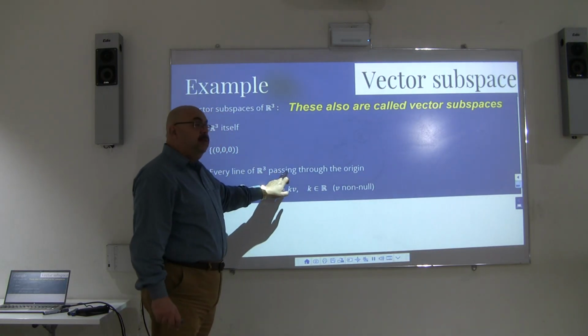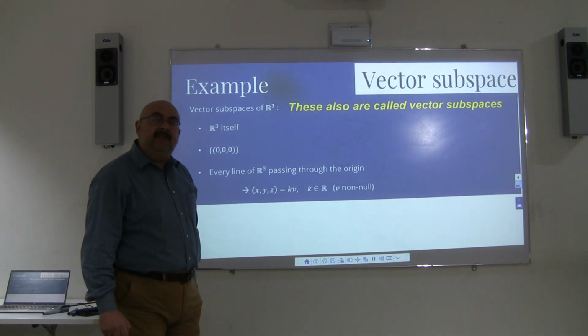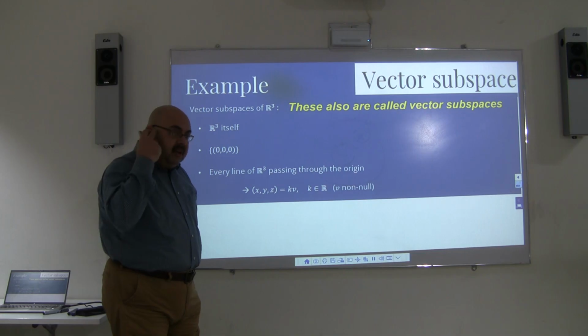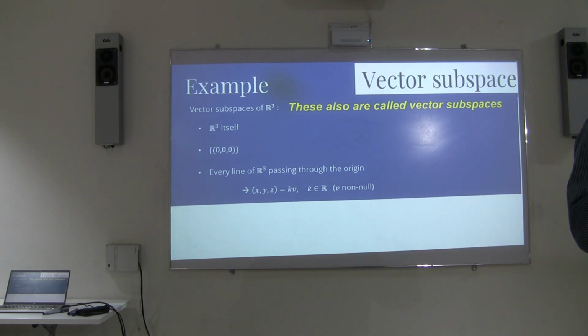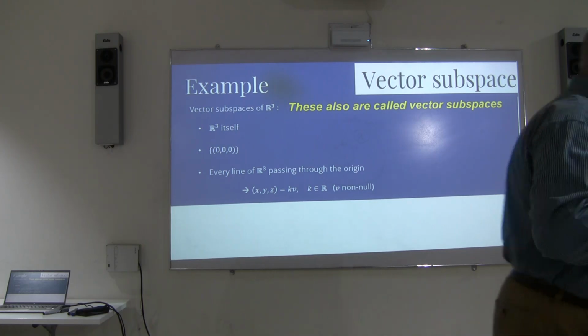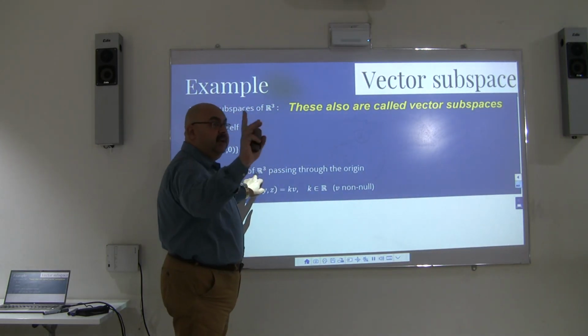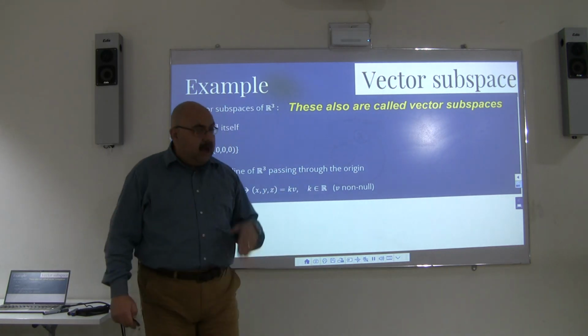Every line of R3 passing through the origin: does every line in R3 represent a subvector space of R3? Please think. No. Why? Because a line doesn't necessarily pass through the origin, and to be a subvector space of a vector space, they should share the origin. So you can have lines in R3 that do not pass through the origin. To make the lines form a subvector space of R3, I will talk only about the lines that pass through the origin. So the statement is every line of R3, under the condition that it passes through the origin, represents a subvector space of R3.